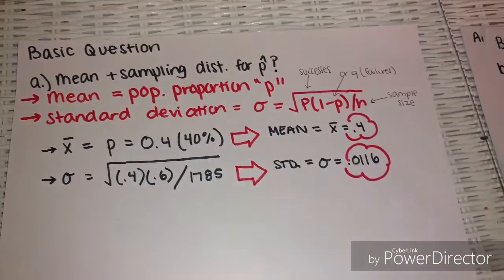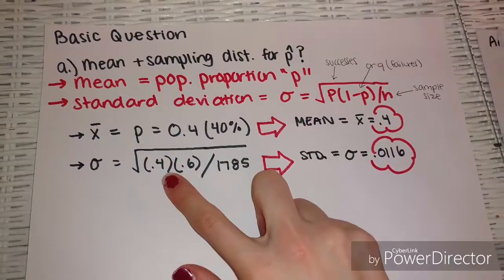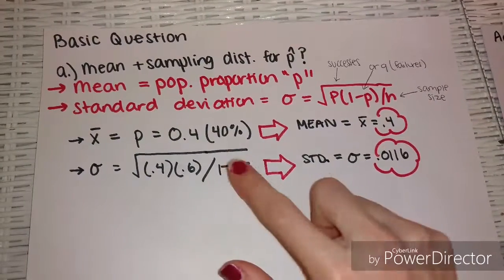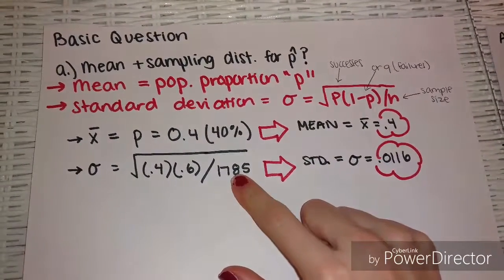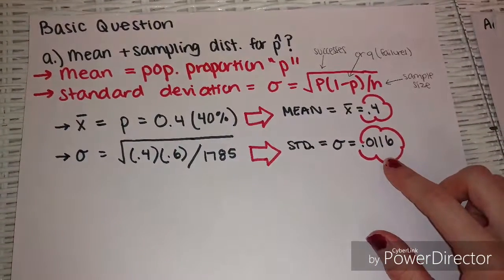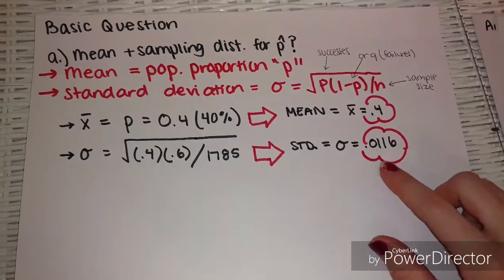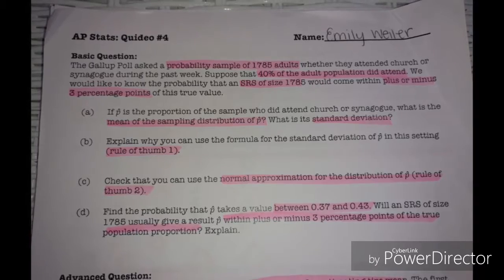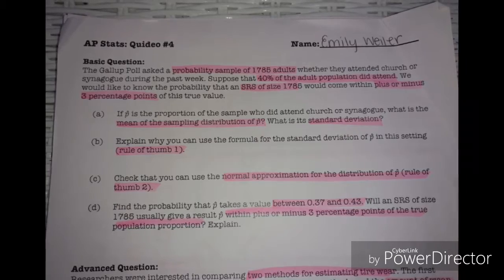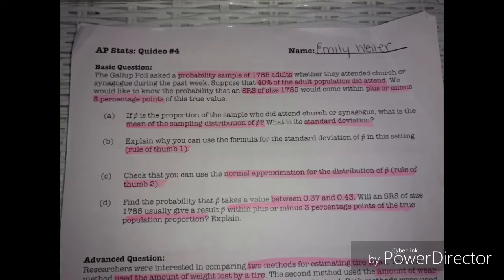When we plug in the numbers they give us into that formula, we have 0.4, our successes, times 0.6, which is 1 minus p, divided by our n, or our sample size, of 1,785. And then that gives us a standard deviation of 0.0116. Part B asks us to explain why we can use the formula for the standard deviation of p hat in this setting. So we're basically asked to explain why we can use rule of thumb 1 here.